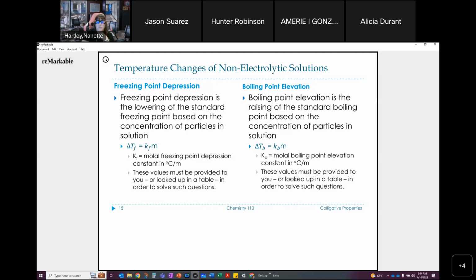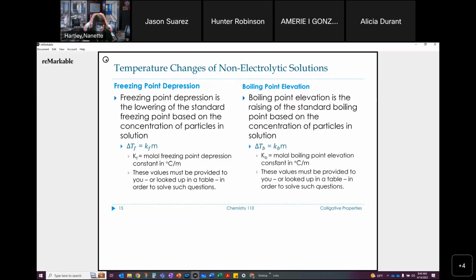Our formula for the boiling point elevation is exactly the same. Delta TB, the change in the boiling point temperature, is equal to that molal boiling point elevation constant in degrees C per molal times the molality. Okay, so it's the same format. That's awesome because that means I have less to remember. It doesn't matter which direction I'm going in my temperature, I just have that one equation.